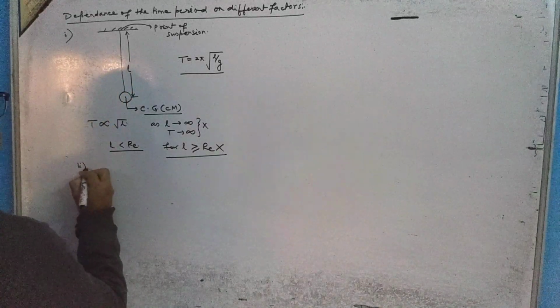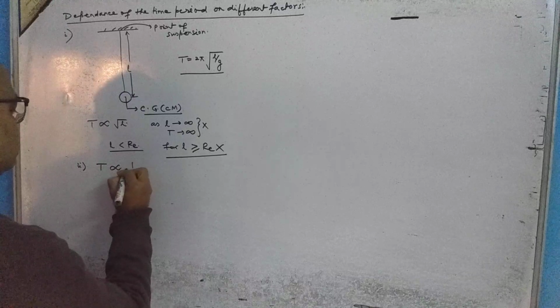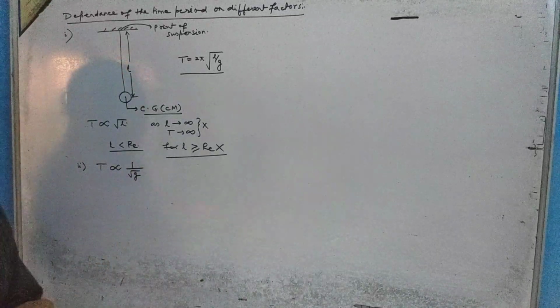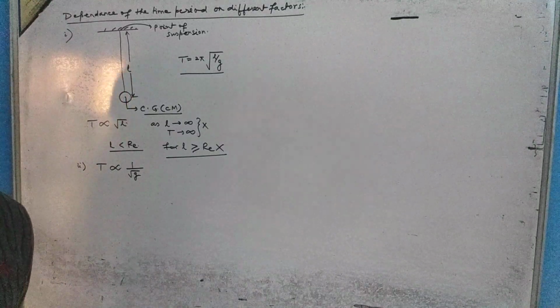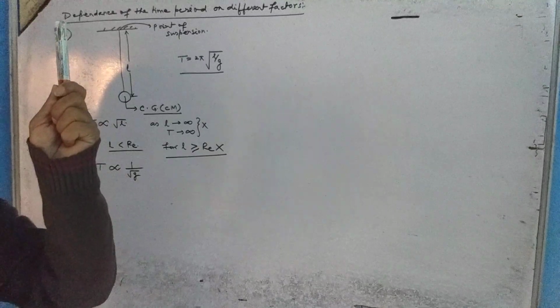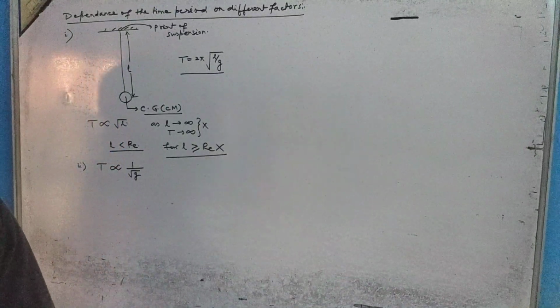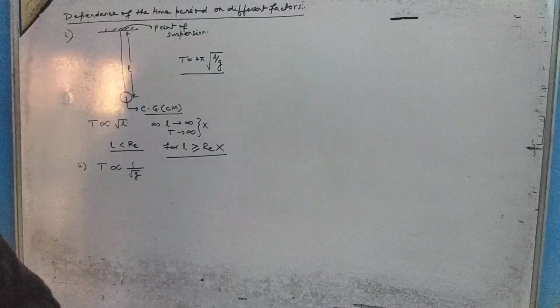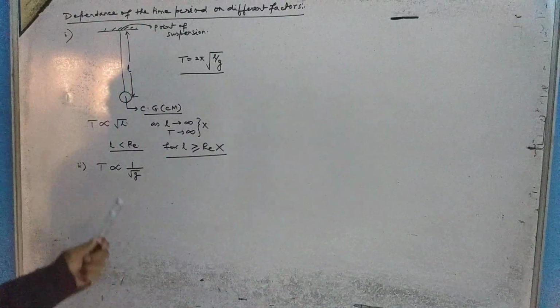Second point, T is inversely proportional to root g. ये क्या शो कर रहा है? What does it indicate? इसका इंडिकेशन देखो. अगर हम कहते हैं T is inversely proportional to root g, इसका मतलब हुआ in the hilltops and in the mines. At the hilltop and in the mines, what will happen? Hilltop और mines में क्या होगा?